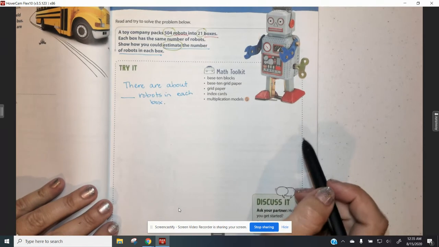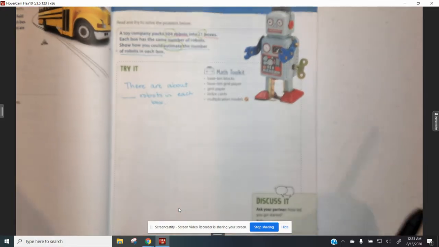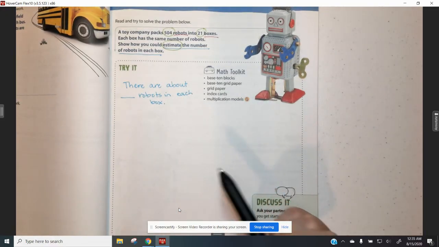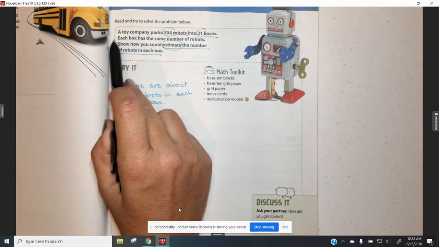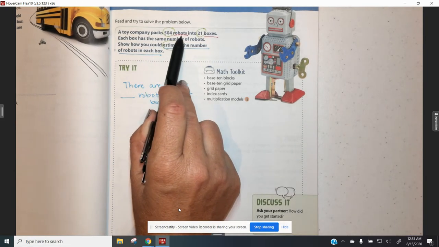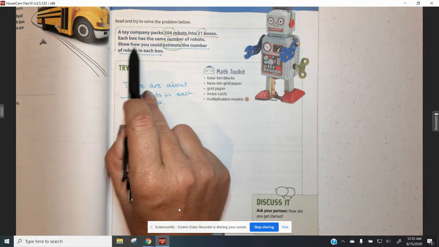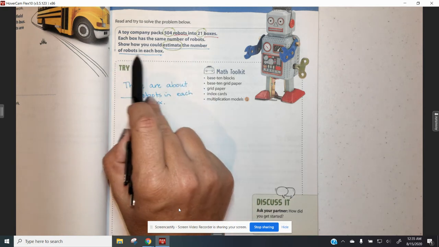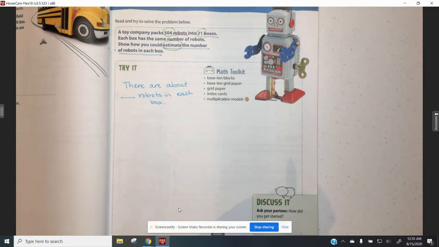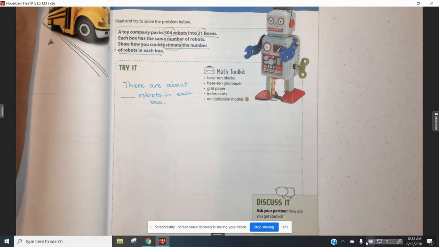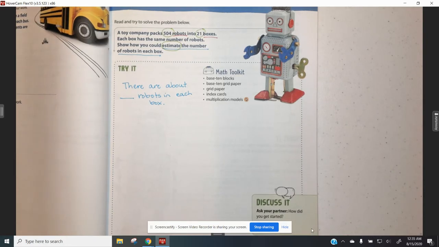So what I'd like you to do right now, I'm going to read this one more time, and then I want you to pause your video and try and solve it. There's no right way. I could probably solve it like 4 or 5 different ways. So I want you to come up with the way that is your best method. And the problem says, a toy company packs 504 robots into 21 boxes. Each box has the same number of robots. Show how you could estimate the number of robots in each box. So go ahead and pause your video and go ahead and solve this using your best method.